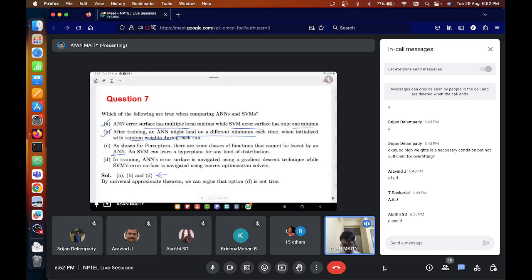Option D is in training, ANN's error surface is navigated using a gradient descent technique. This is right. We use gradient descent in the neural network backpropagation algorithm, and SVM's error surface is navigated using a convex optimization solver. So this is also correct. Convex optimization solvers are used for finding the minima for the SVM error. So A, B, D are the three correct options here.